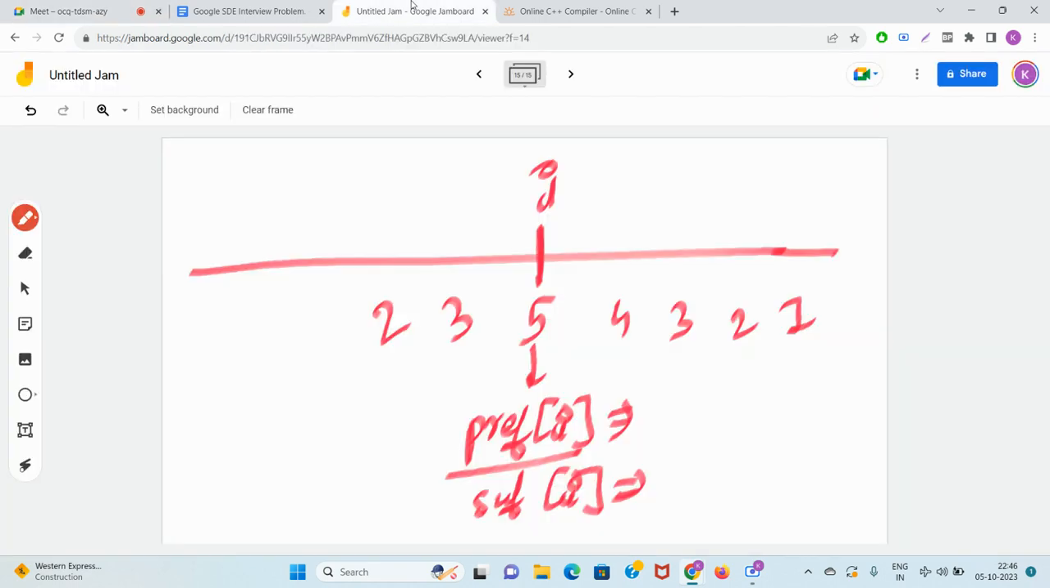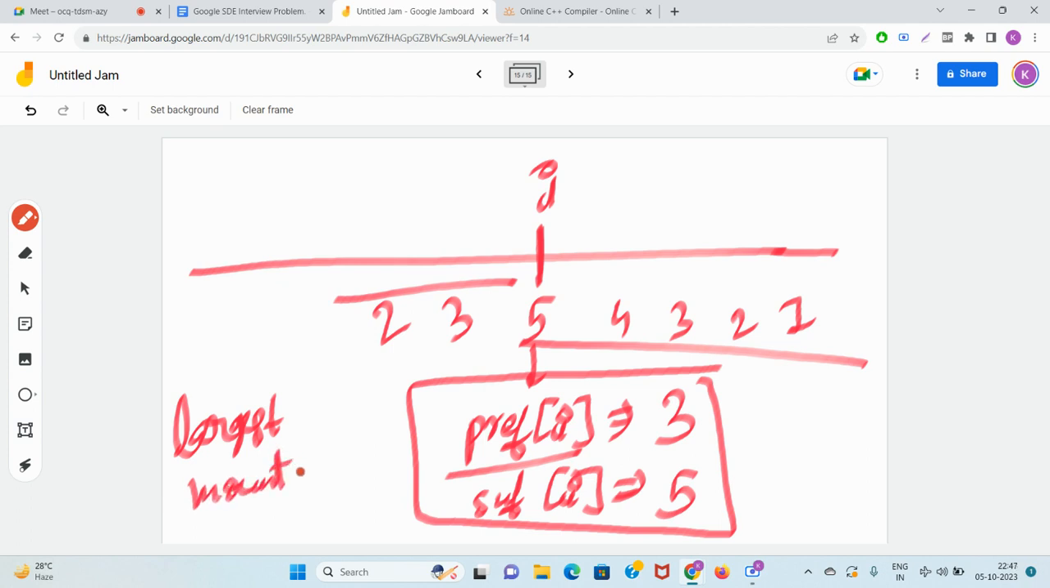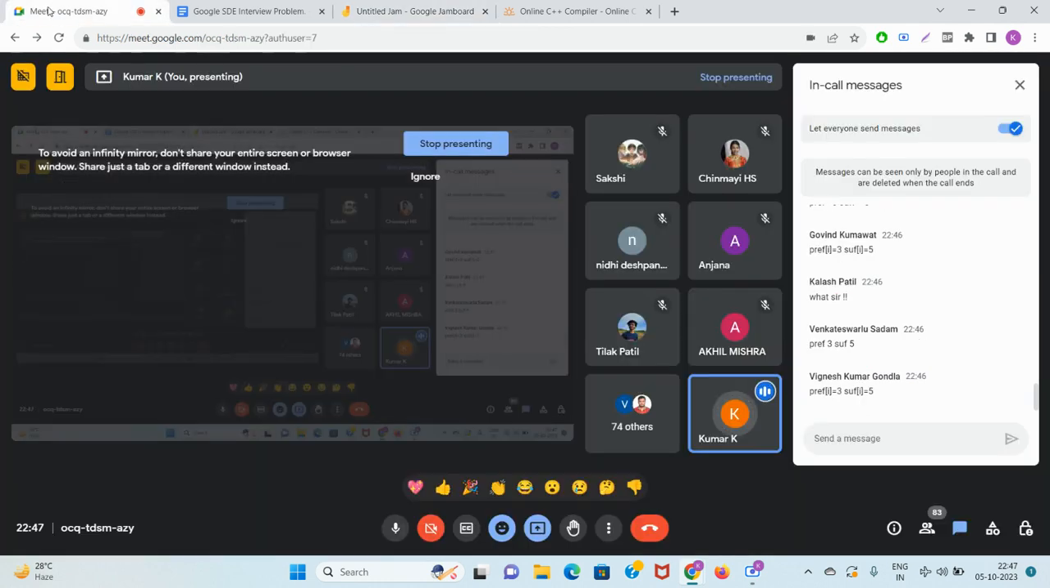Prefix of I is 3 because 2, 3, 5. And suffix of I is 5. Guys, can you now see? You have found the largest mountain whose peak is index I. Guys, can you see that using this algorithm, you are able to find the largest mountain whose peak is index I? दिख रहा है कि नहीं?